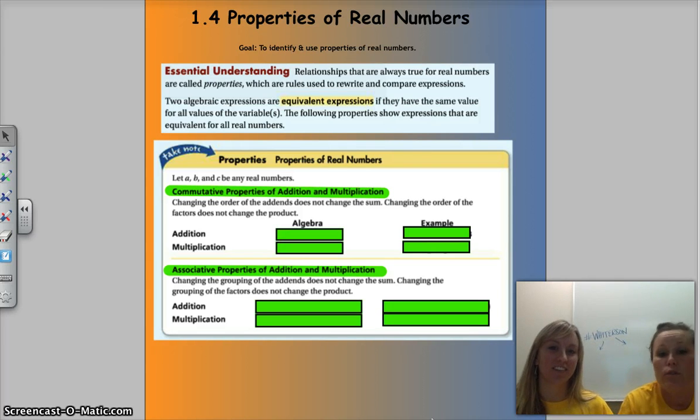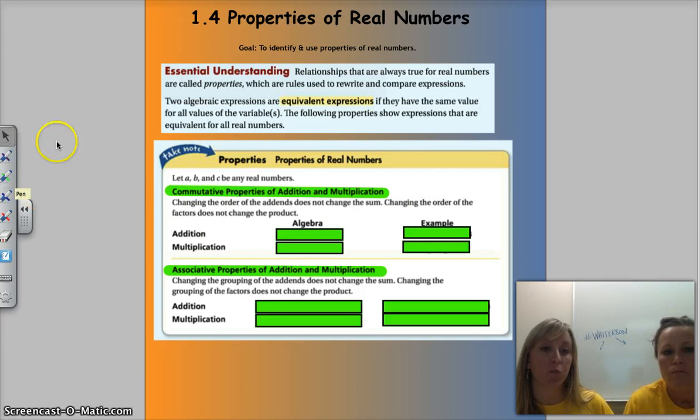Okay, guys, the first thing we need to talk about is equivalent expressions. Two algebraic expressions are equivalent if they have the same value for all variables. So, for example, x equals x. That's an equivalent expression because if x is 4, 4 is equal to 4 all the time. Same. Got it.